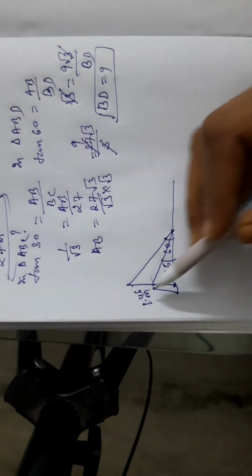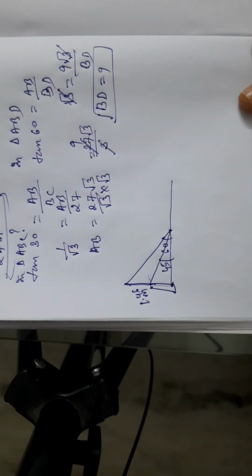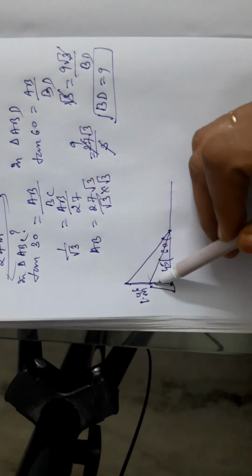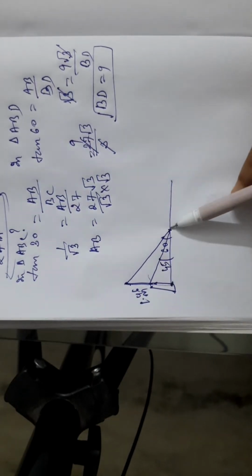Let's go on. Here it is given that there is a pedestal, and on the top of the pedestal a 1.46 meter tall statue is there. From a point on the ground, the angle is 60.